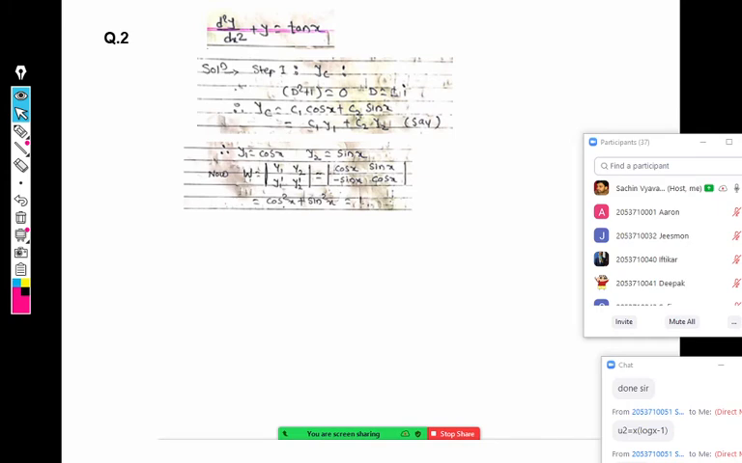Y1 is cos x and y2 is sin x. So for u2, cos x into tan x, so sin x upon cos x gets cancelled. Integration of sin x is minus cos x. But for u1 it is the integration of minus y2 f(x) dx, and y2 here is sin x.